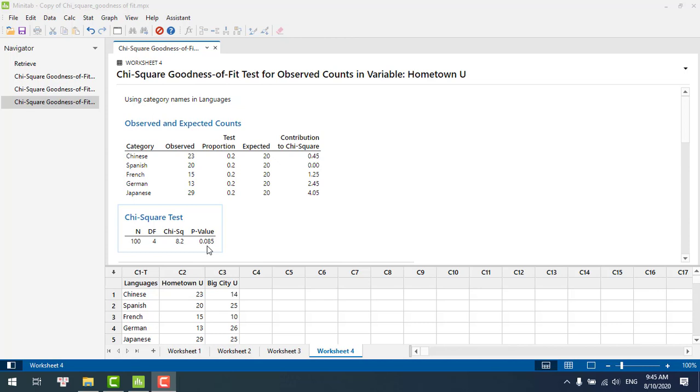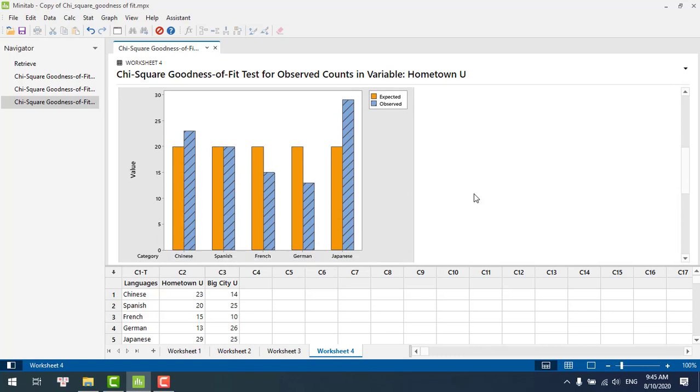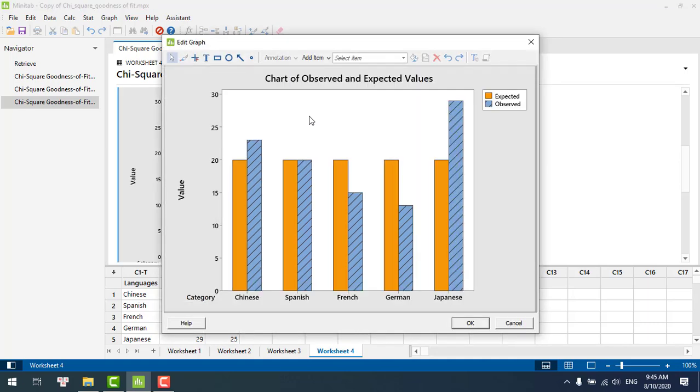P is high, the null can fly. So in this case, the null hypothesis is that the languages are going to be evenly distributed. Now in this case, P is high, the null can fly. Yes, the languages then are evenly distributed. Now when we look at the chart, notice that the yellow is what we expect, and the blue is what we actually observed. Now, to the simple eye, they look like they're not evenly distributed, but notice that the chi-square actually told us that, yes, statistically, they would be considered to be evenly distributed.